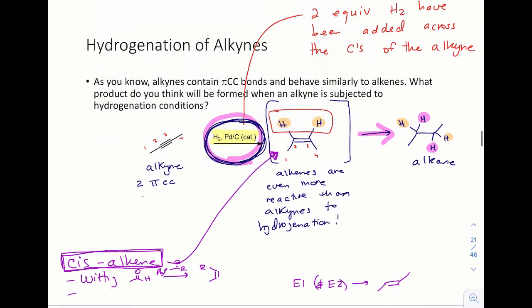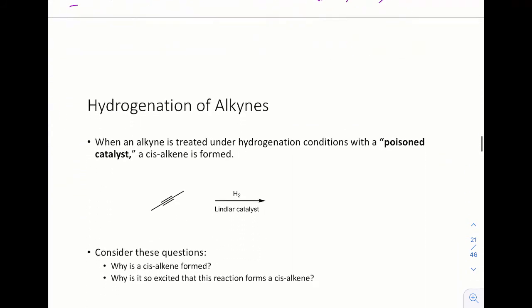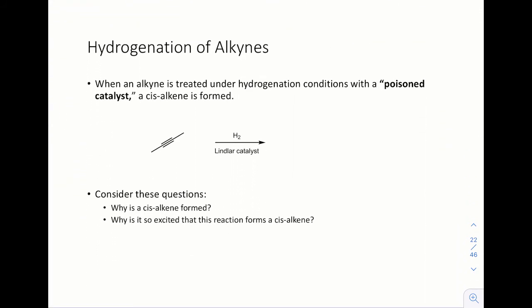Well, where there's a problem, there's a chemist who is really motivated to solve that problem. And that problem has been solved by, instead of treating the alkyne with just traditional palladium on carbon, treating it with a special catalyst that has an additive. We call that additive a poison. It makes the catalyst less reactive. So when an alkyne is treated under hydrogenation conditions with a poison catalyst, Lindlar's catalyst is an example of one of these poison catalysts.